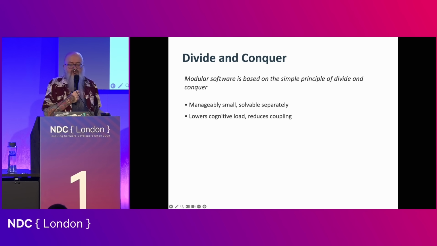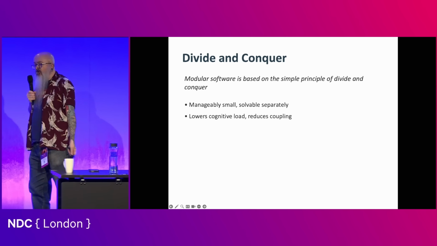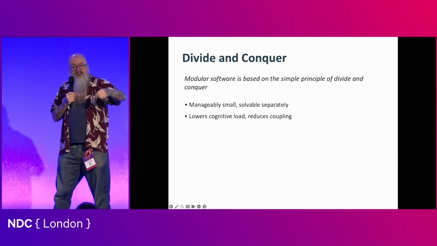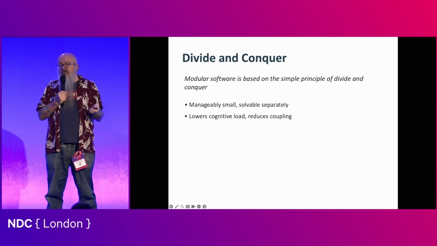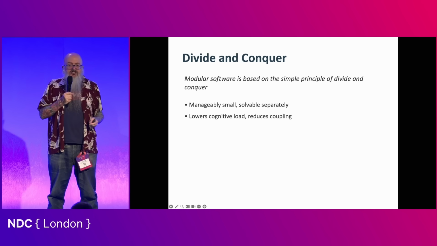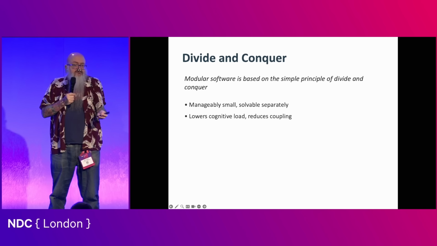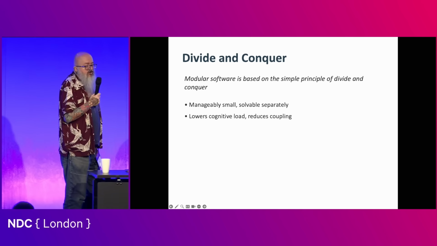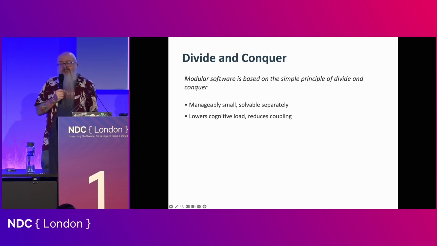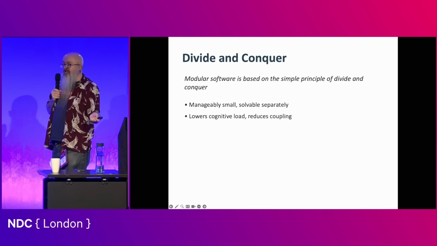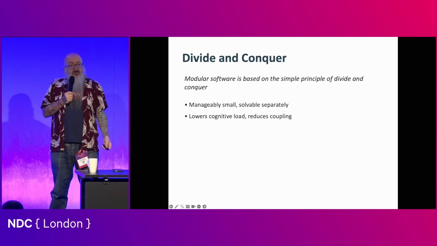Break things into small pieces that can be solved separately, thereby lowering the cognitive load. I have less to reason about, and reducing coupling. So coupling here, what you need to really understand about coupling is, does changing this have an impact on that? That is coupling. Okay. So the lower the coupling we can get between two things, the easier it is for us to make change, because I can change A and don't have to make changes in B. And that makes it just easier for us to work. Right?